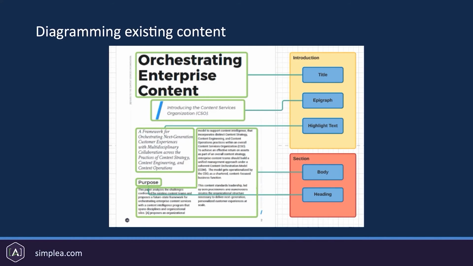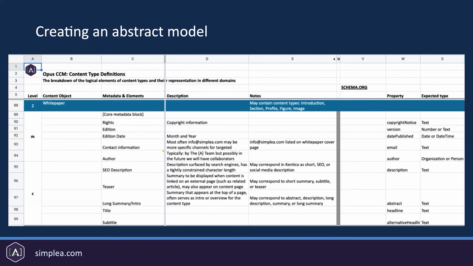Once we have started to diagram out that abstract model, we actually want to make it concrete. So what we're seeing here is us codifying that abstract model that we identified in the diagramming phase. This is a Google sheet. We found that spreadsheets work acceptably for this part of the process. And you can see that abstract model that we were talking about under that metadata and elements column. I know it might get a little small here, but you can see title and SEO description. Those are the content elements in the white paper type that we were just talking about.